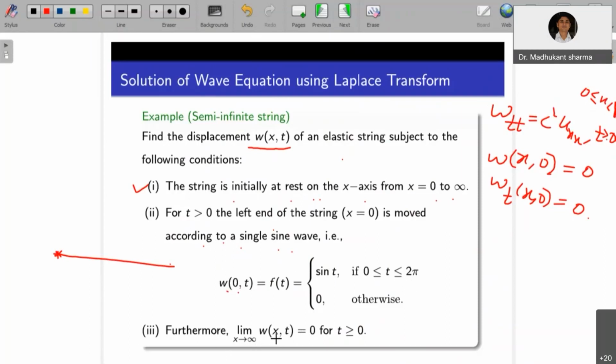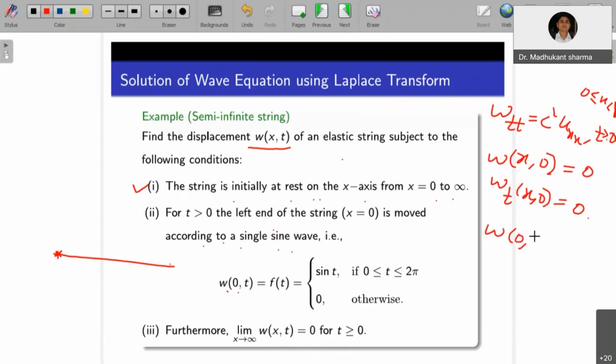Further, as you go towards infinity, the displacement is tending to 0. This is very much required when you are going to apply the Laplace transform. It should tend to 0 as x tends to infinity, because when you use the definition of the Laplace transform, that is required. So you have these conditions now.